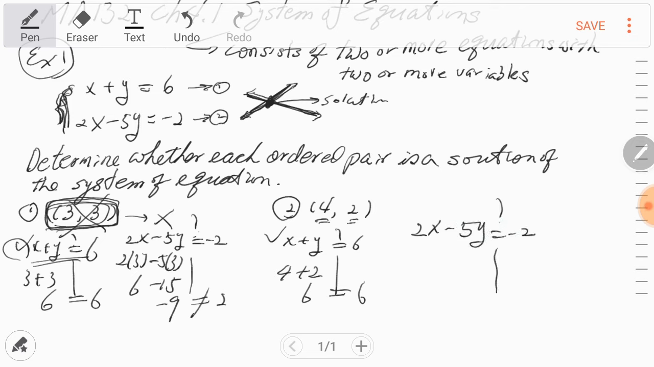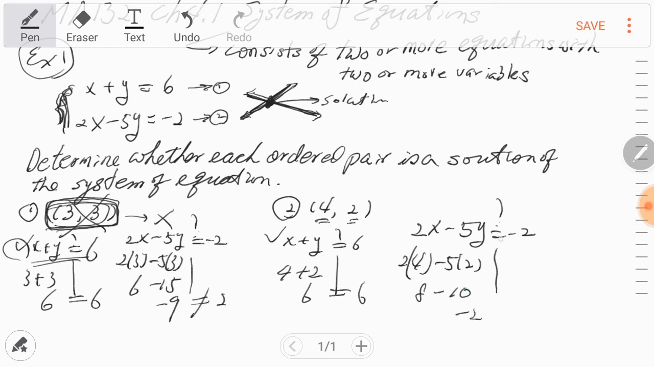Let's check if the ordered pair satisfies the equation. x equals 3, so 2 times 3 minus 5 times 3, then 6 minus 15. y equals 2, right? So 5 times 2. Then 6 minus 10 is negative 4. Okay, I substituted the wrong x. I'm sorry, x is 4. So 8 minus 10, then negative 2.